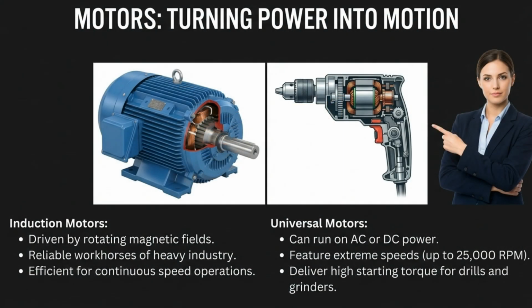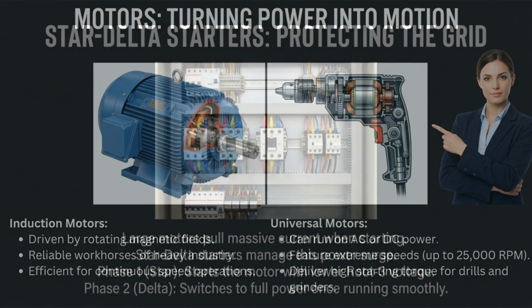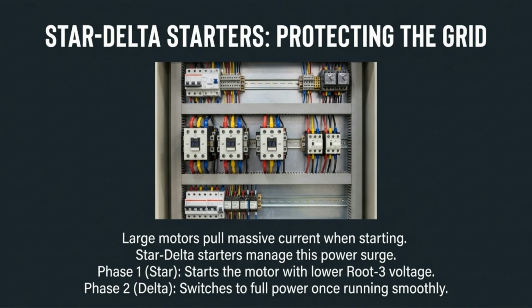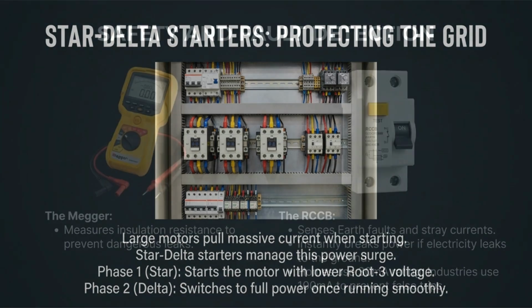Motors convert electrical power into motion. Induction motors are reliable for continuous industry operations. Universal motors run on AC or DC power, delivering high starting torque for tools like drills. Star-delta starters protect the grid by managing the large current pull of starting motors. They start the motor at lower voltage and then switch to full power once it is running smoothly.